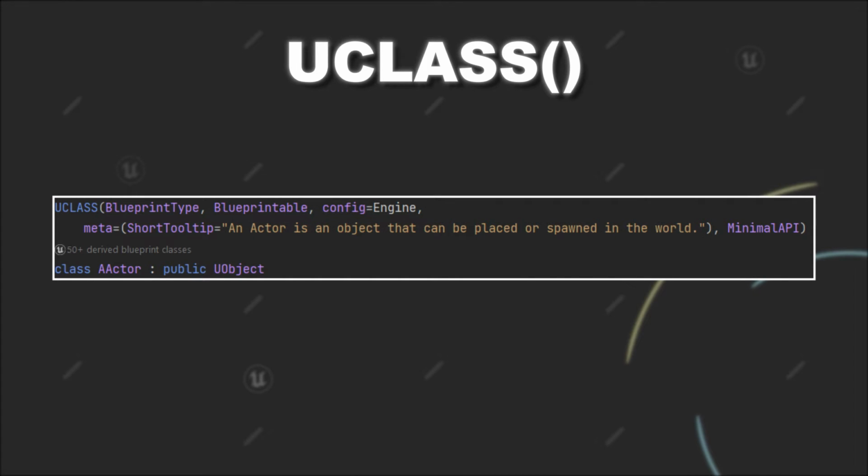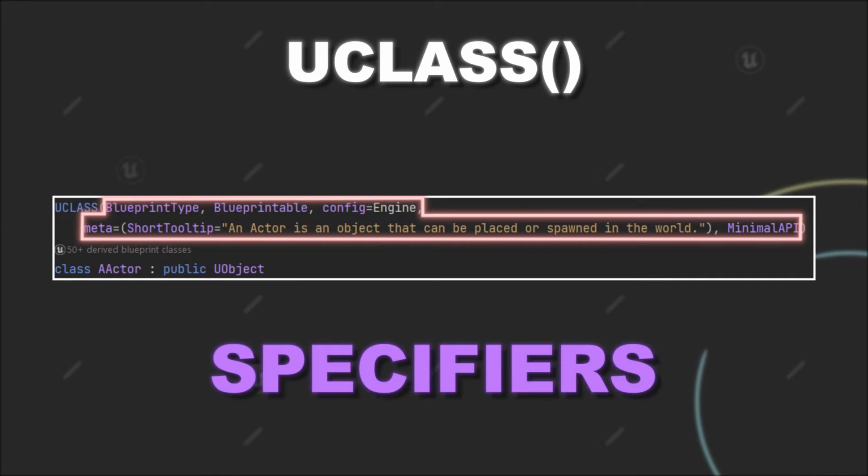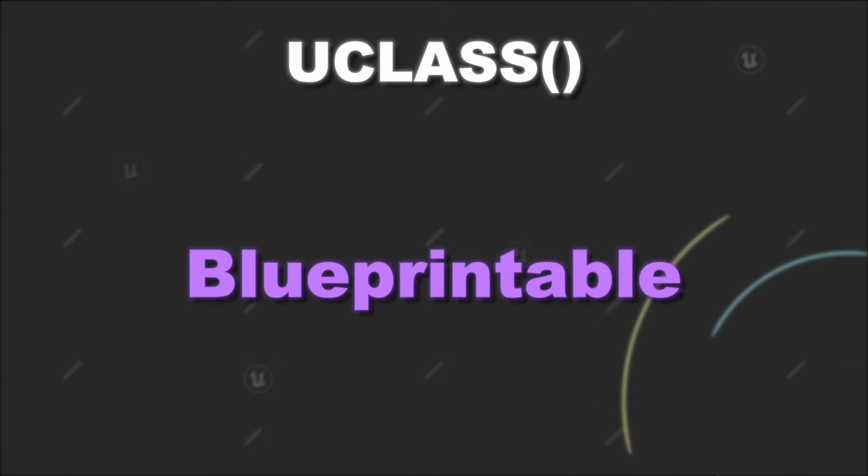What you can also do with macros, similar to normal functions, is that you can pass further information to them, the so-called specifiers. Now we will look at some of them. But I will also put a link to a list of the available specifiers for the UClass macro into the description. So let's get started with Blueprintable.